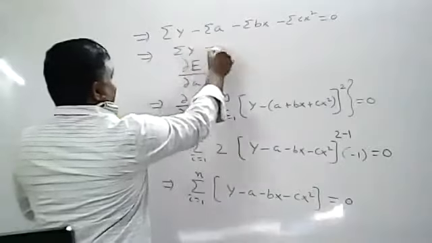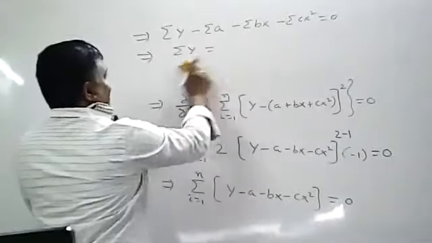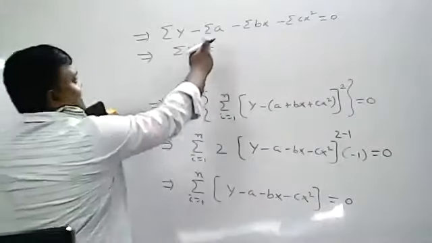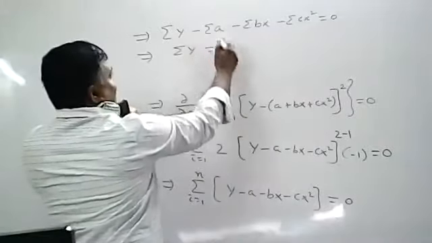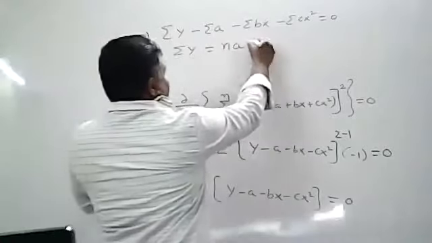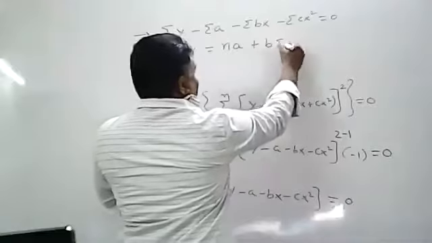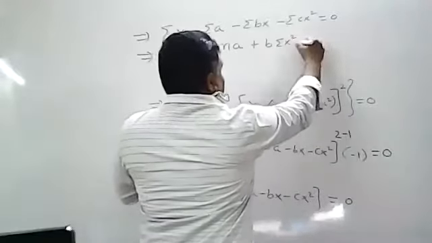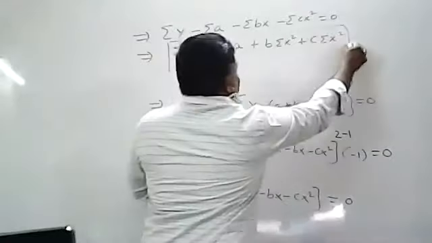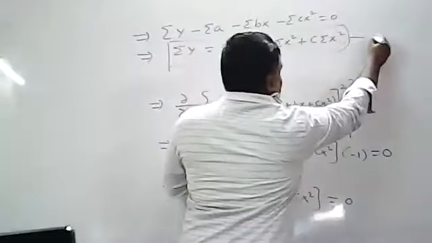So finally you get summation y equal to, after sending the terms, minus becomes plus. A is a constant. How many times is it there? I equal to 1 to n, that means n times, so the value is na. Plus b is a constant, so b summation x. Plus c is a constant, c summation x square. So this is the first normal equation you are getting, equation number 2.